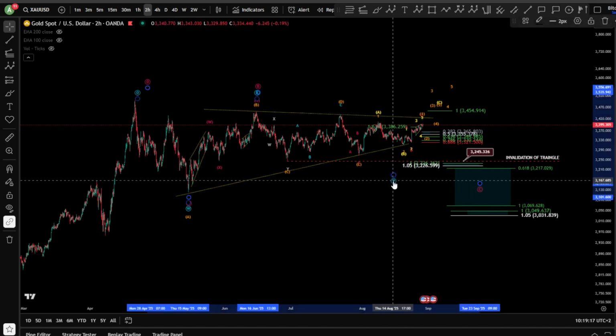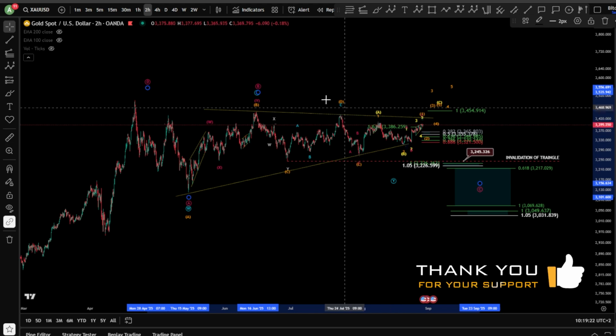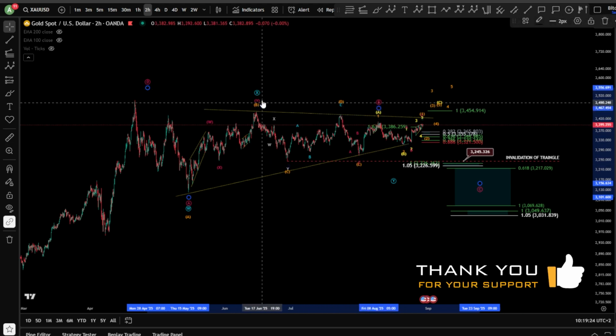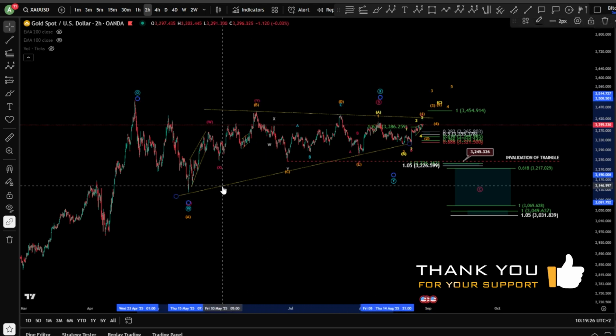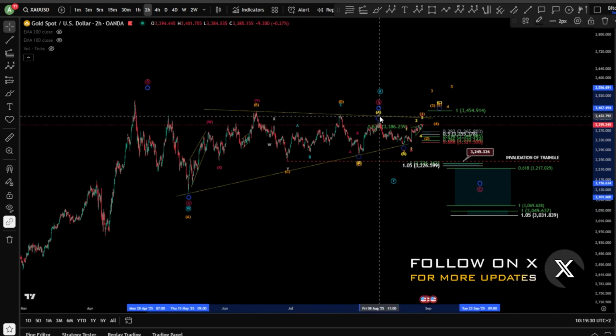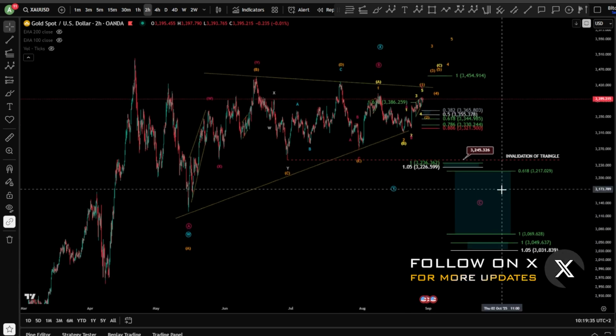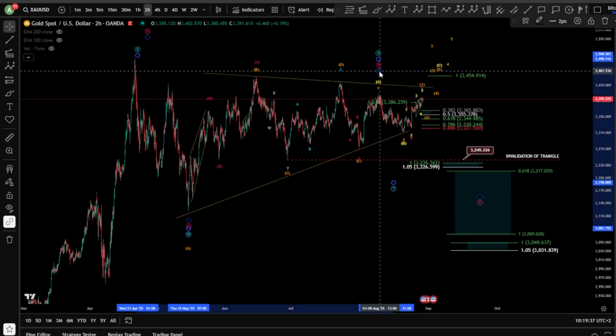The wave C, it is there. Yeah. And the wave B is a triangle 1, 2, 3, 4, 5. So wave B can be over there. Same for the X probably. Yeah. So W, X in triangle and a wave Y. So yes, these are the possibilities here for the gold today.